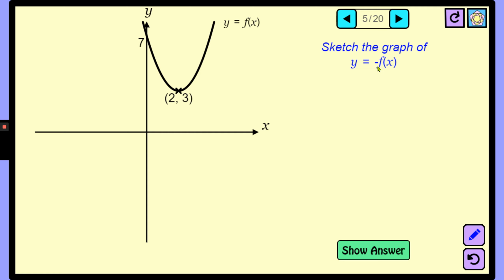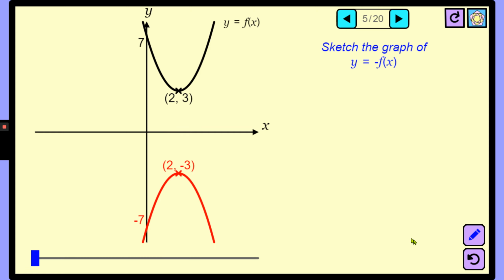Okay, so there's a -1 outside the bracket. That just means you're multiplying the y value by -1. So that 3 will become -3, and then the 2 will stay as it is, and the 7 will also become -7. So that's the graph you should get. Okay, next question, pause.